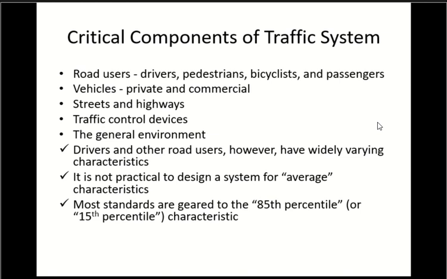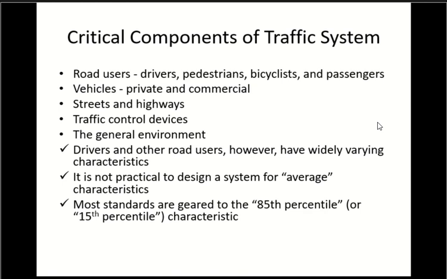So a traffic system has 5 components. The first one is a road user, which is a human element. Any type of road user, whether he is driving the car or a passenger in the car, driving the bus or a rider in the bus, or even if he is not in the vehicle, like a pedestrian or a bike rider. Anybody who is on the road, in the vehicle, outside the vehicle, is a road user. And each and every one of us is a road user, right? All of us are users of the road, whether we are driving or not.